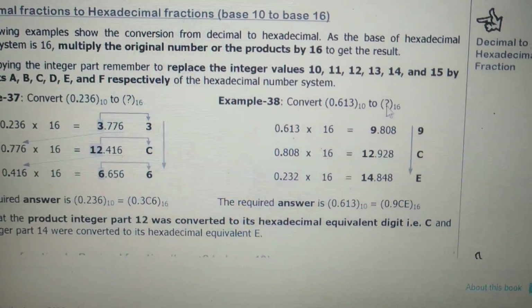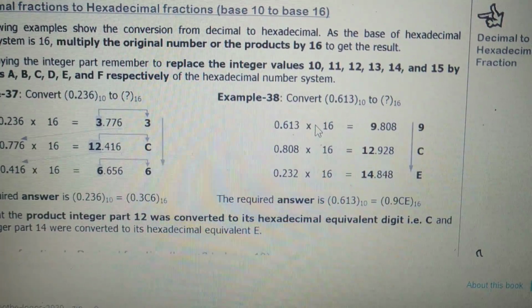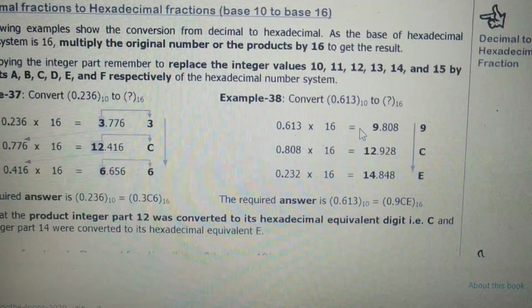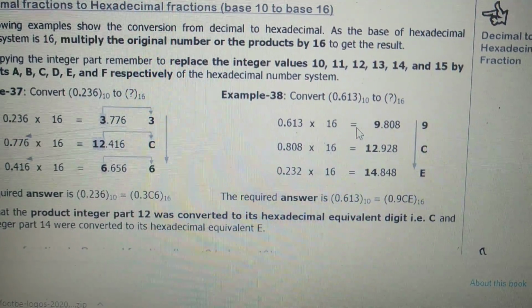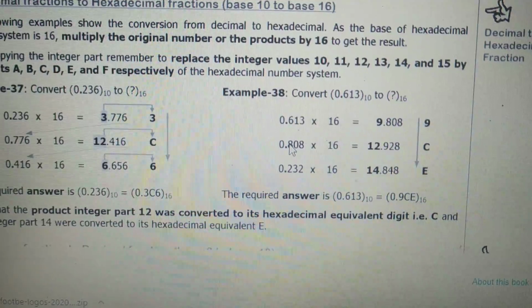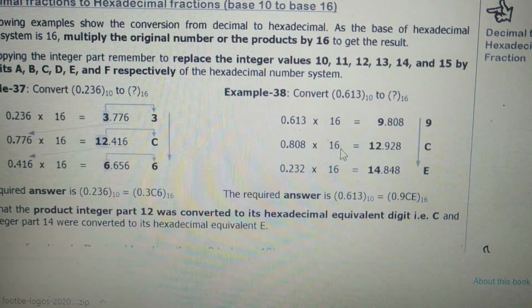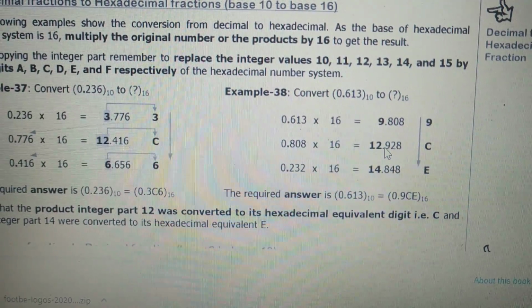Okay, now coming to another example, that is 0.613, which we have to convert into base 16. So we multiply with 16. If you multiply, the answer is 9.808. So 9 we have kept aside and we have multiplied 0.808 with 16. The result we get is 12.928.